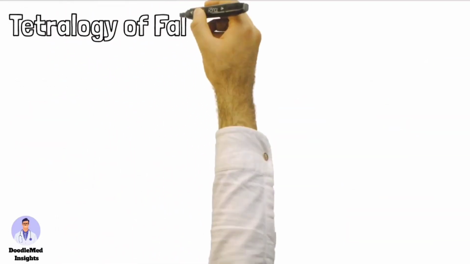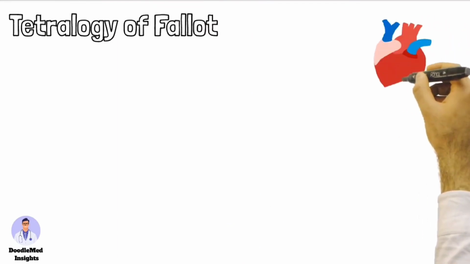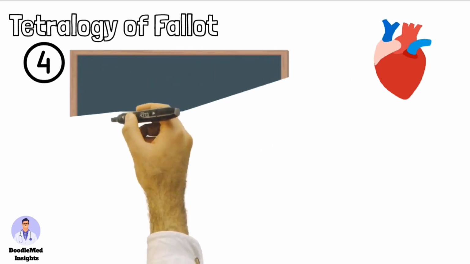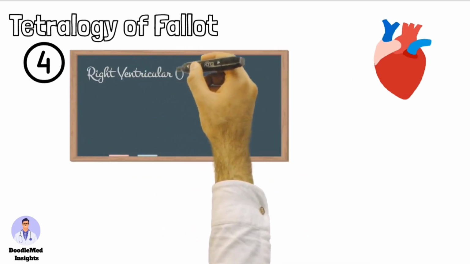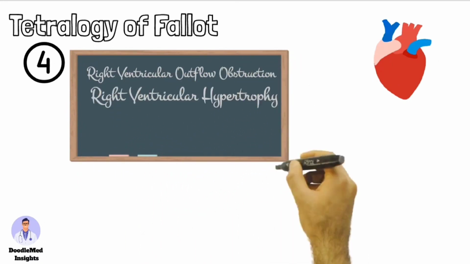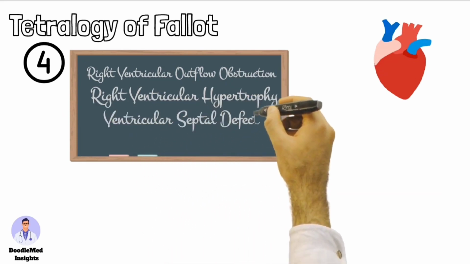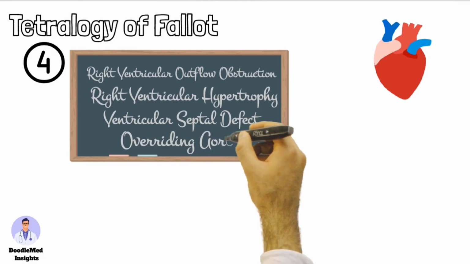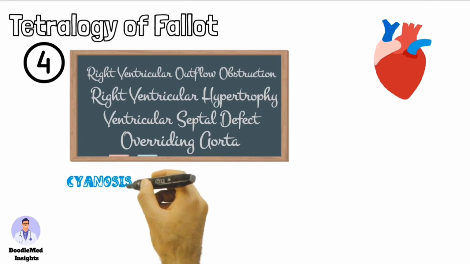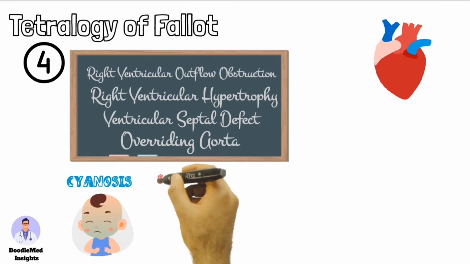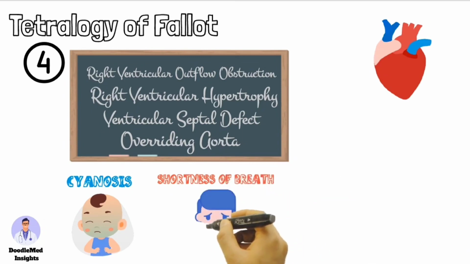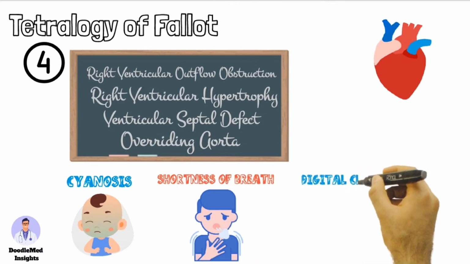Tetralogy of Fallot is the most common cause of congenital cyanotic heart disease. It is characterized by a set of 4 specific heart defects. These defects are a combination of right ventricular outflow obstruction, right ventricular hypertrophy, ventricular septal defect, and overriding aorta, collectively known as the classic tetrad. As a result of these defects, individuals with tetralogy of Fallot may experience a range of clinical findings, including cyanosis. Additionally, they may suffer from shortness of breath and digital clubbing.